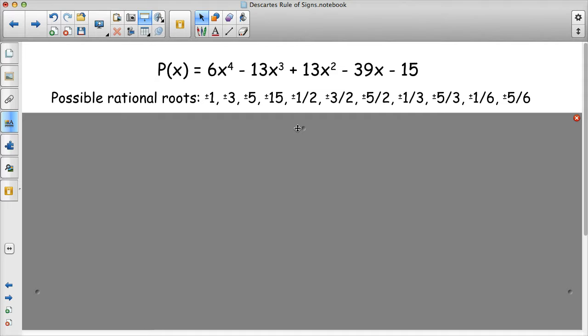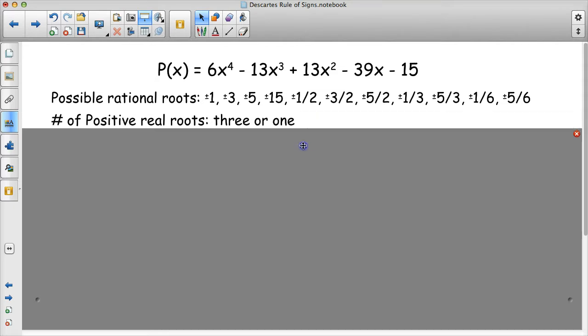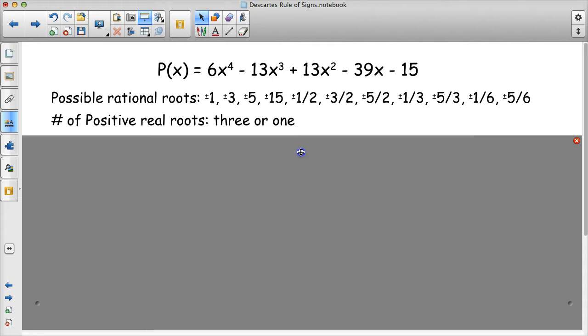Remember, we found those when we were doing the video on the rational root theorem. And we talked about the fact that there were so many of them, and that's why we wanted to use Descartes' rule of signs, because it helps narrow down how many roots we need to be really looking for. And what we learned was that there is 1 or 3 positive real roots.